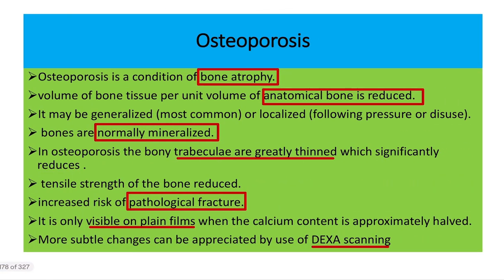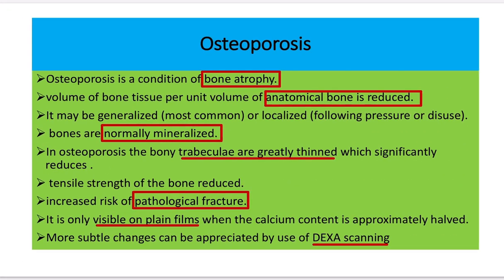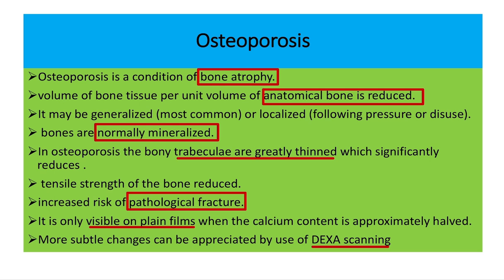So let's see osteoporosis. Regarding osteoporosis, first of all, it causes bone atrophy. So what is atrophy? Let's say this is a cell. When this cell becomes smaller, this is atrophy. So what is bone atrophy? The size of the bone is reduced. That means the reduction in size of the bone is known as bone atrophy.